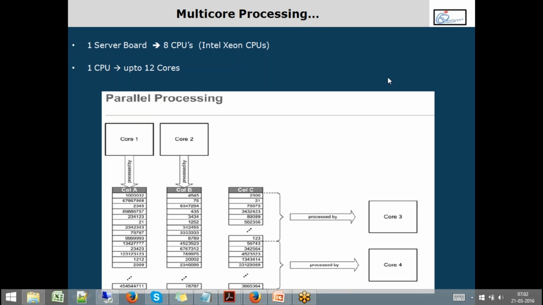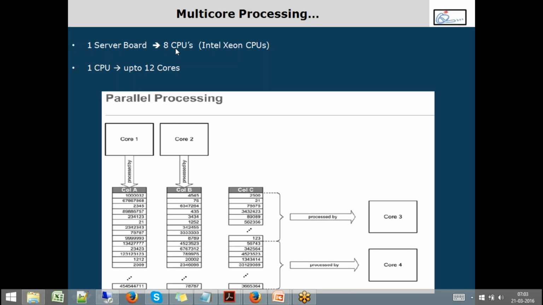Hardware has been improved to a level where I can have a processor chip with 12 cores in it. And one motherboard can have up to 8 processors in it. Imagine a motherboard with 8 processors, each processor having 12 cores. 12 into 8, totally it comes up to 96 cores.